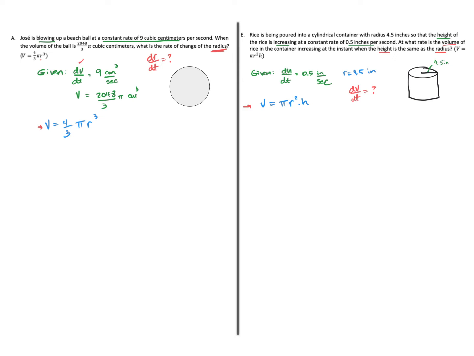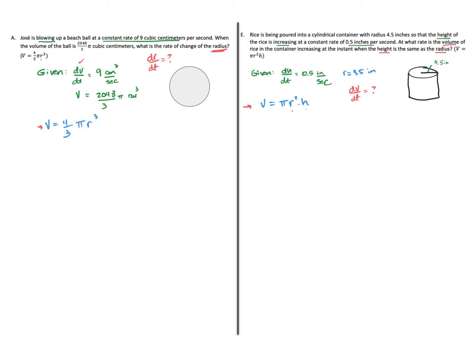For instance, in this equation, if you differentiate, there are two different variables. So you would have to do the product rule, which is first times the derivative of the second plus second times the derivative of the first. So it'd be r squared times 1 dh dt plus h times 2r dr over dt. Gross. If we can avoid that, we want to.